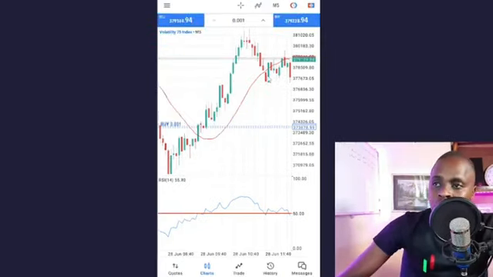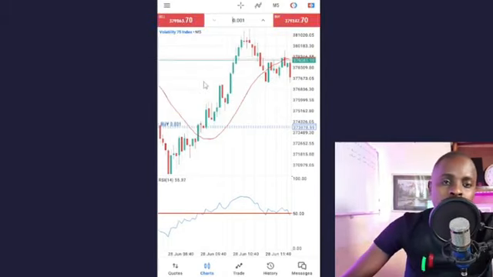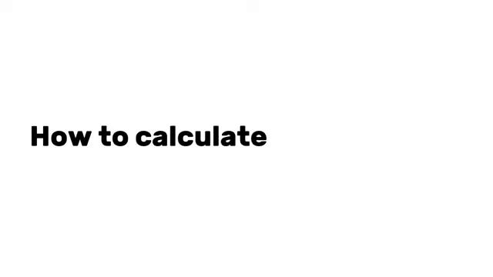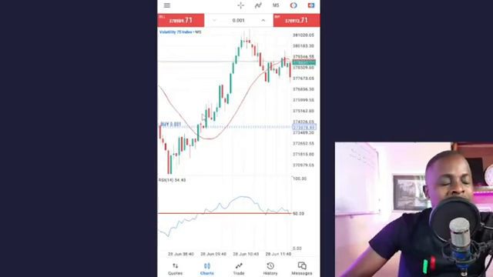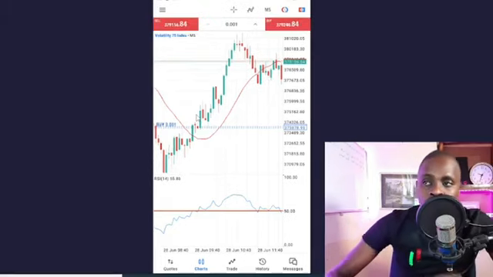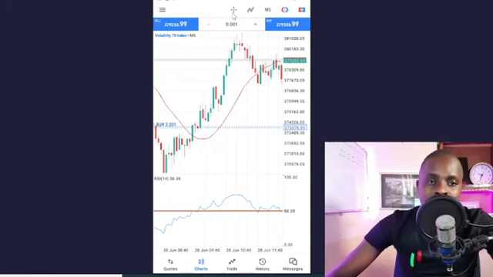But there is one thing that most traders don't know what to do when they trade Volatility 75 Index, which is to calculate your stop losses and take profits. Most traders just go into the market and they place their trade, but they don't know how much they are risking per each and every trade. So to do that, I'm going to show you a very simple way today. For you to do position sizing when trading Volatility 75 Index, it's very simple.